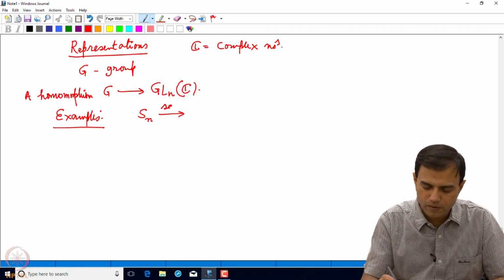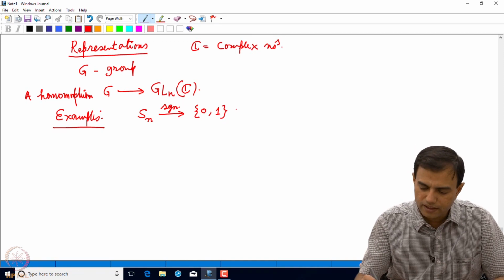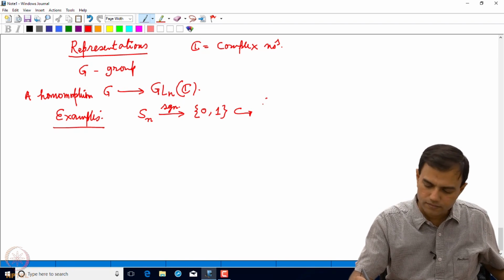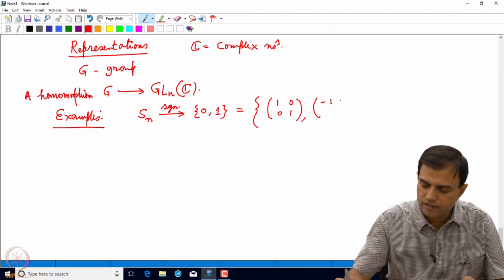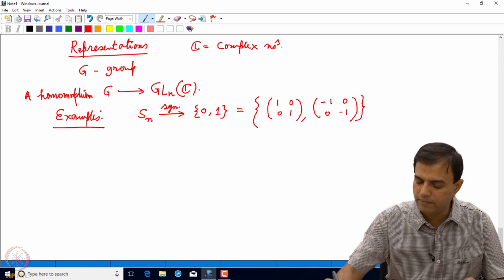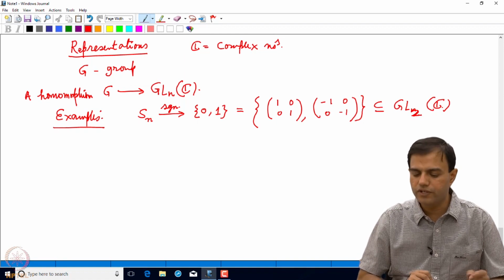You remember the signature map or parity map, which takes values in, I had told you, say {0, 1}. 0 is even parity, 1 is odd parity, and that can be thought of as a representation because I can think of 0 as the multiplicative identity and 1 as the matrix (-1 0; 0 1), and that is a subset of GL_2(C). That's a very straightforward example.